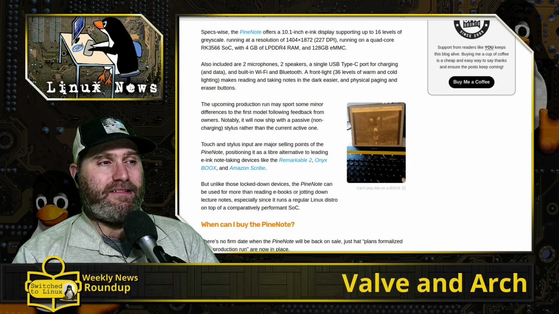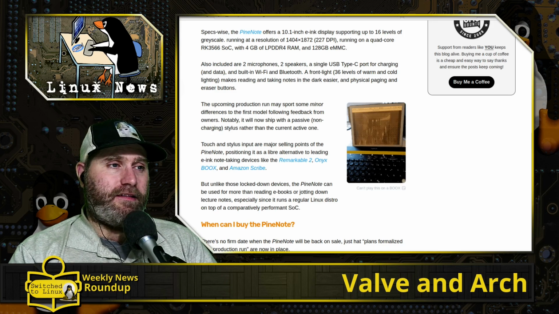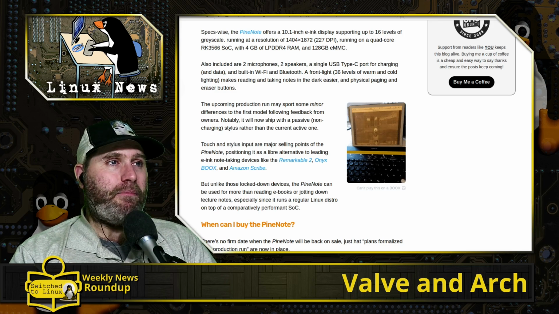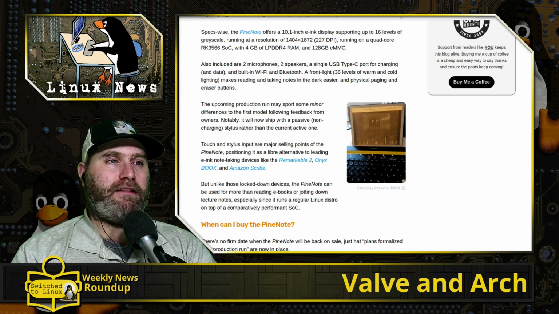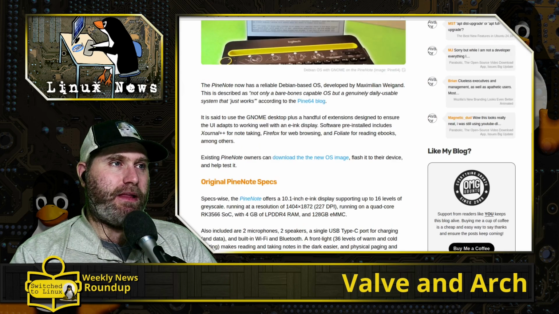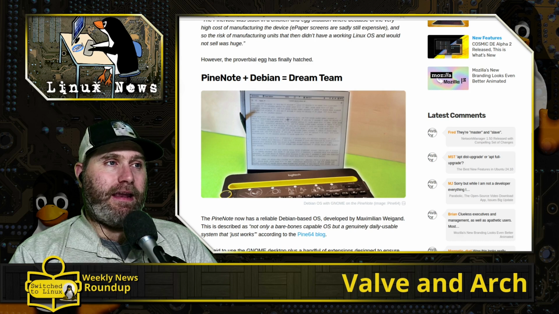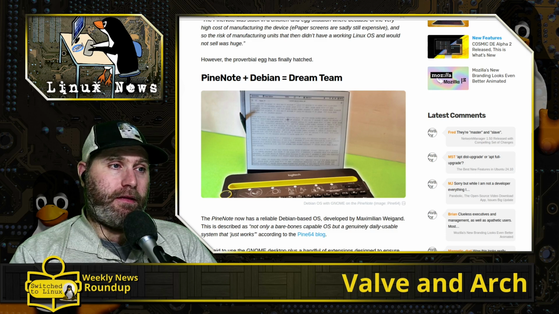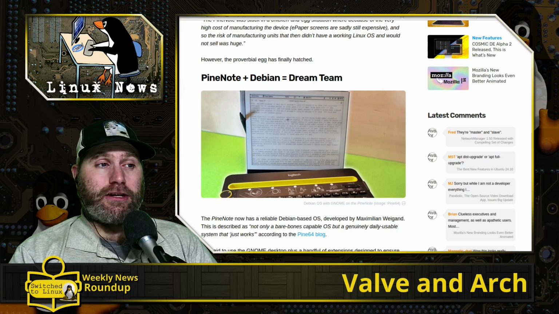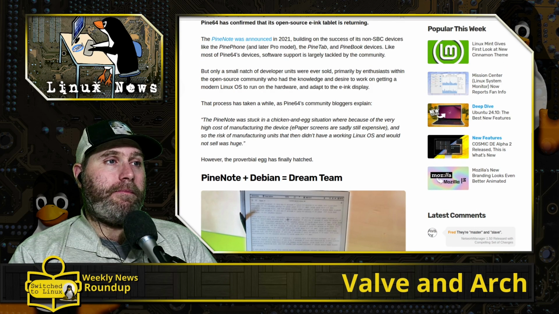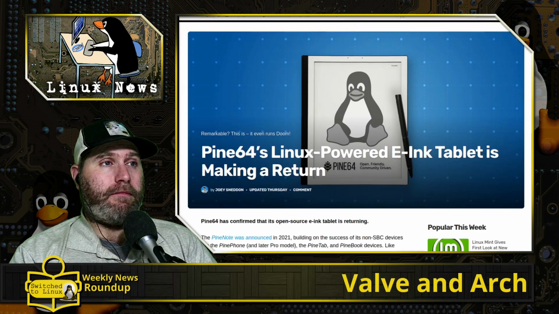They are making a lot of positive strides towards the distribution, which is based on Debian, but it's still a little pricey for me to get one just to play around with. Although if I could get an open source e-reader based on this from Pine, I would love to experiment with something like this. Now, this does actually have an e-reader mode. So this does carry with it some neat things.